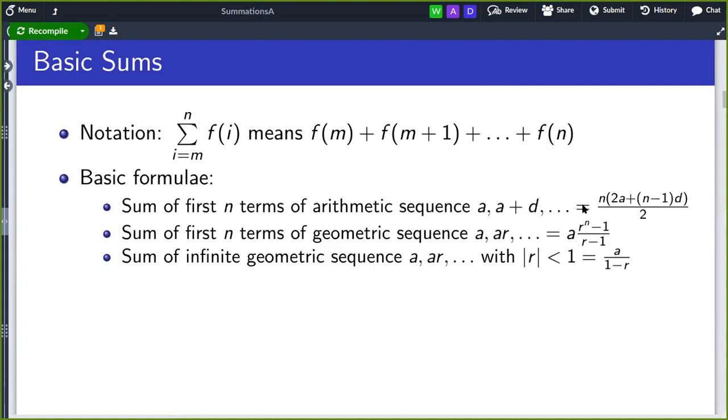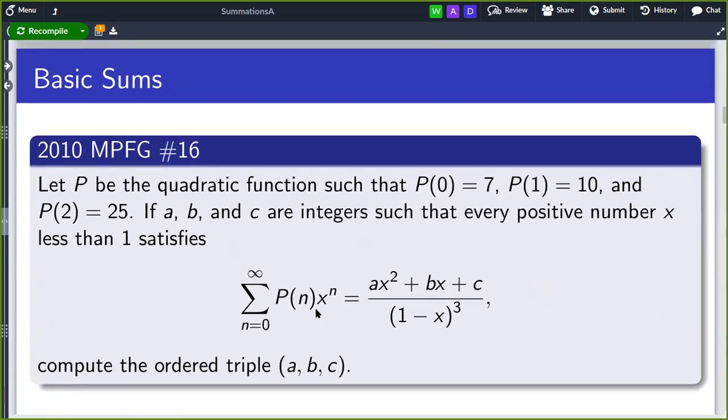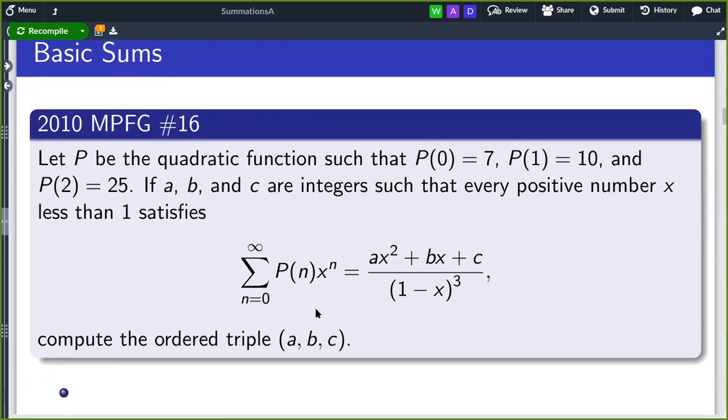And before we get into anything too complicated, we're just going to do a review question using only basic sum concepts. So if you scroll down, yeah, this is from 2010 Math Prize for Girls, and I'll give you a few moments to read it. And feel free to type any ideas in the chat.